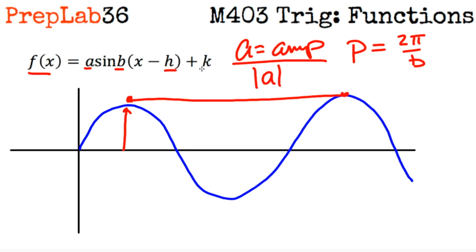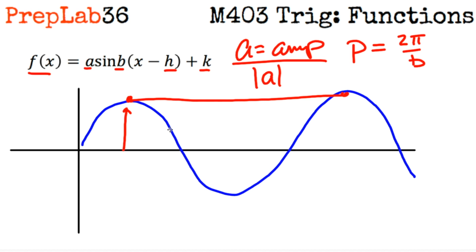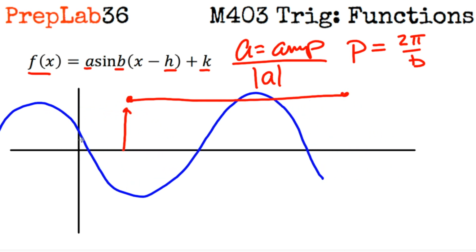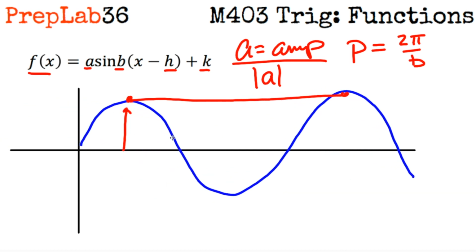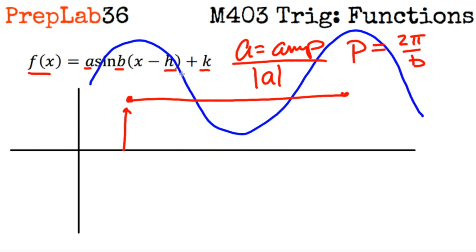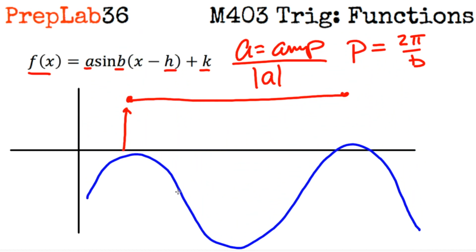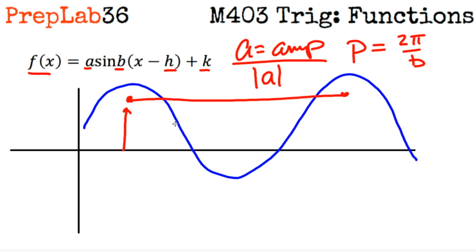What about h and k? H is the horizontal shift. It goes left and right. K is the vertical shift. It goes up and down. It moves the wave up and down.